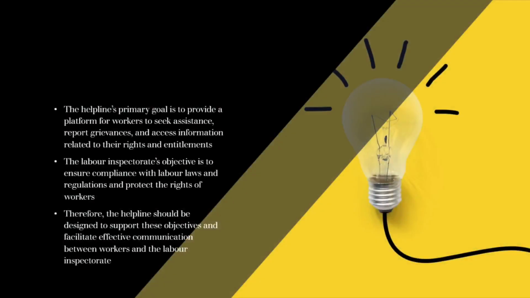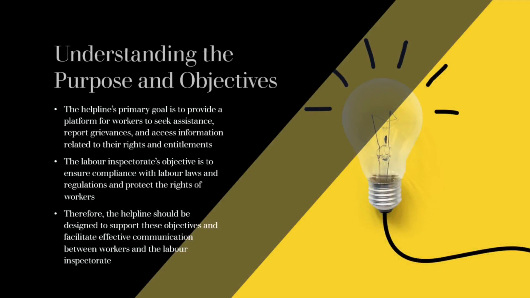Before diving into the planning and design process, it is essential to have a clear understanding of the purpose and objectives of the labor helpline. The helpline's primary goal is to provide a platform for workers to seek assistance, report grievances, and access information related to their rights and entitlements. The Labor Inspectorate's objective is to ensure compliance with labor laws and regulations and protect the rights of workers. Therefore, the helpline should be designed to support these objectives and facilitate effective communication between workers and the Labor Inspectorate.